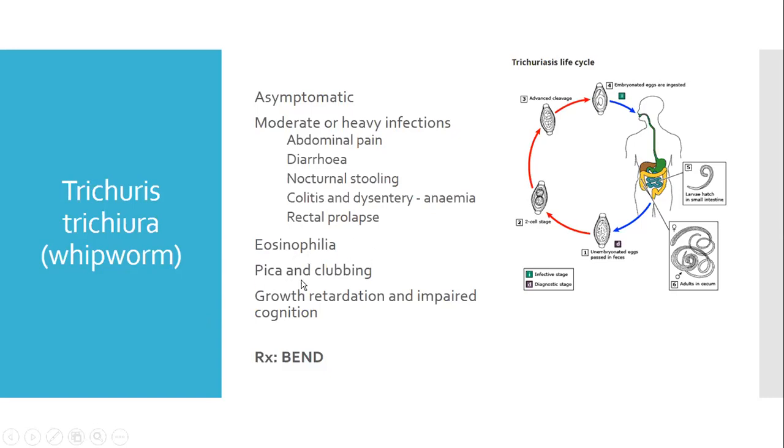This was a bit of an eye-opener for me, that I didn't know that you can get clubbing with parasitic infections, the whipworm in particular. And I suppose the pica is from the anemia that they get. These patients have been shown to get growth retardation and impaired cognition.